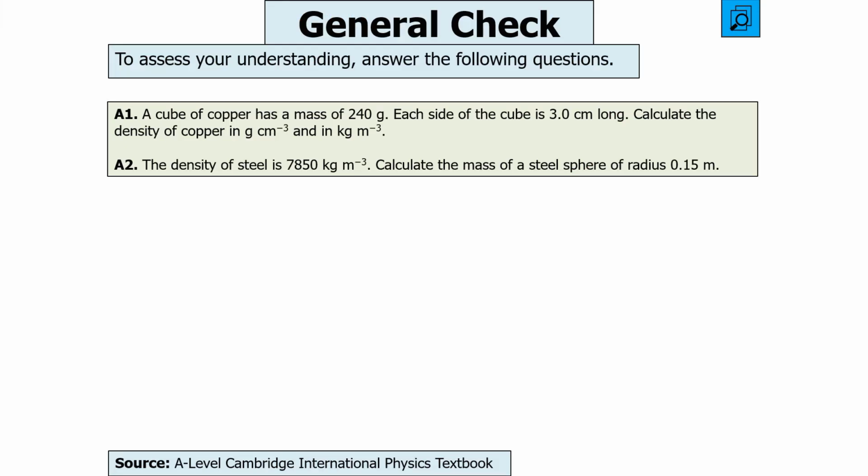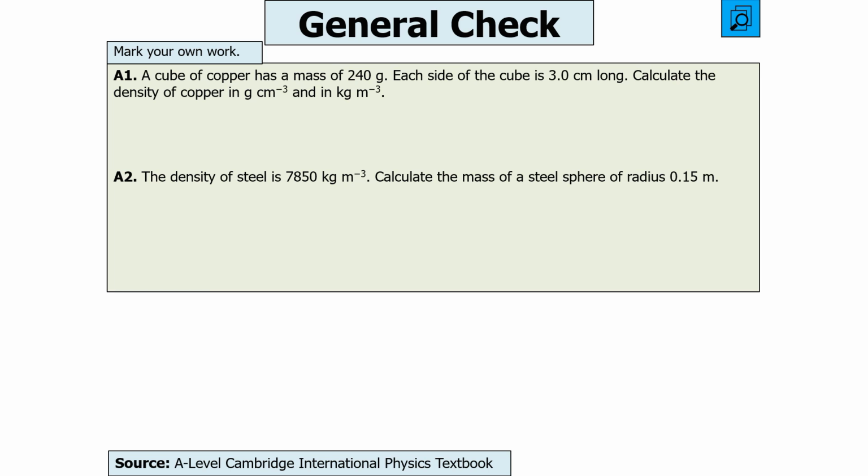So in our first question, a cube of copper has a mass of 240 grams. Each side of the copper is 3 centimeters long. Calculate the density of copper in first grams per centimeter cubed and then in kilograms per meter cubed. Then the density of steel is 7,850 kilograms per meter cubed. Calculate the mass of a steel sphere of radius 0.15 meters. So pause the video now, then unpause the video when you want to go through your answer.